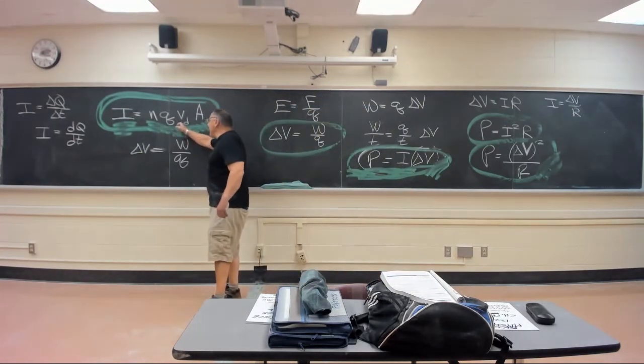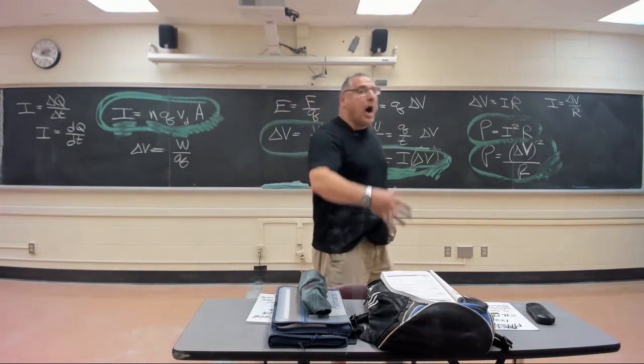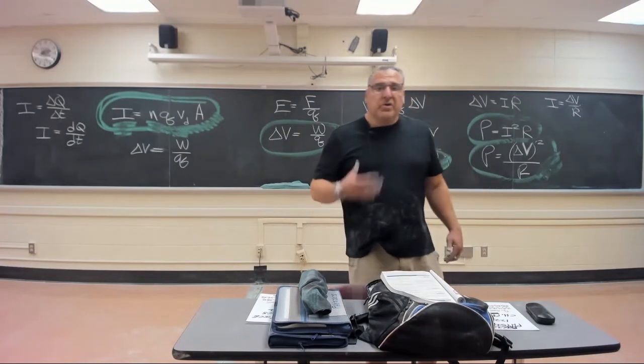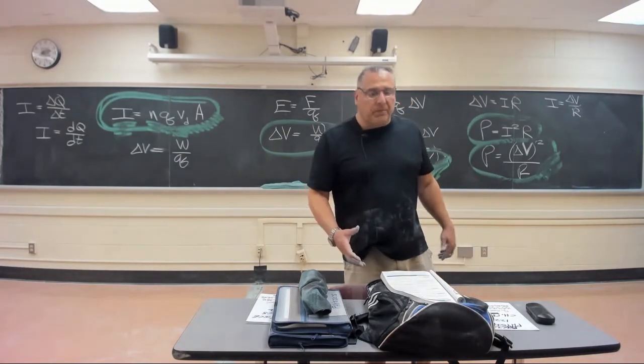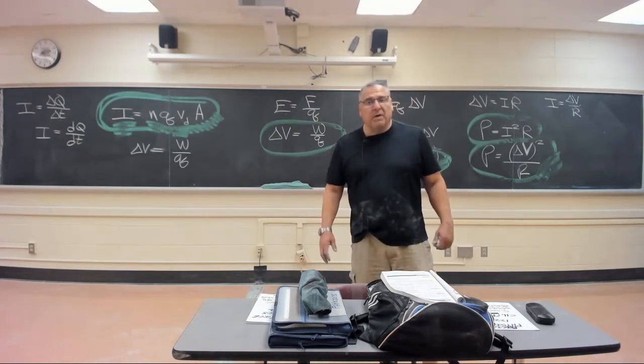The speed doesn't have to be that great because there's just so much surface area being crossed by so many charged particles. It's still a tremendous amount of current, and the drift speed is remarkably slow oftentimes. Okay.